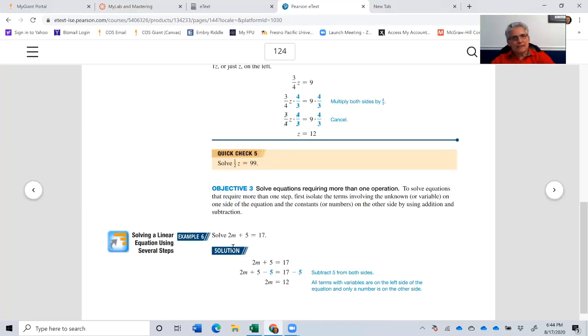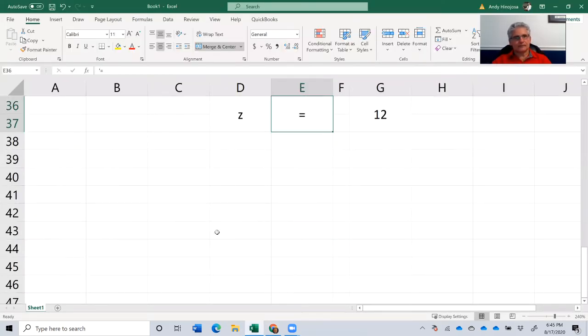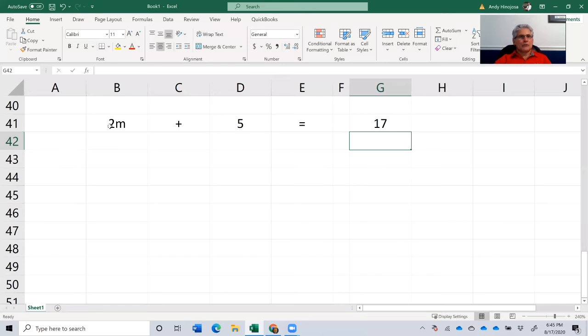Example number 6, 2m plus 5 equals 17. So 2m plus 5 equals 17. Now, we still have to isolate the m, the unknown variable. We've got a couple of steps that we have to do in this. The first thing we need to do is get rid of the term that doesn't contain the unknown variable. The term in this case that does not contain the unknown variable is the 5.